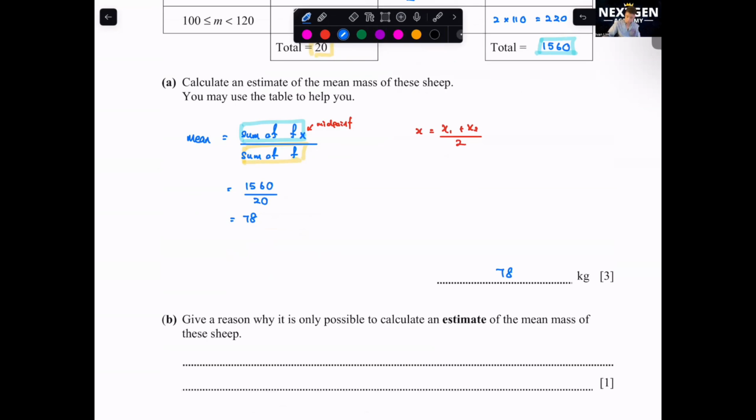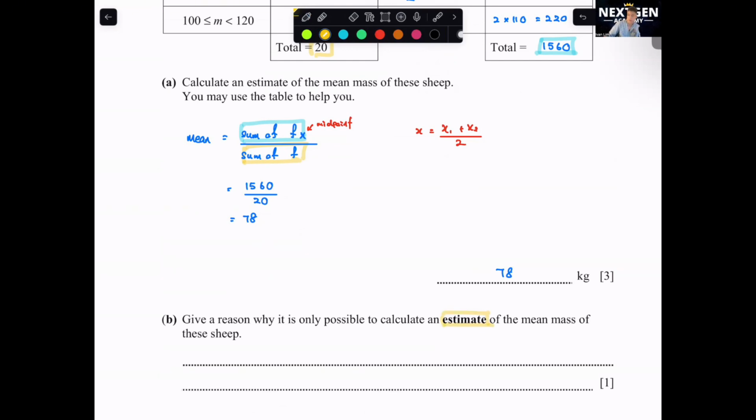Okay, the next one, question B. Give a reason why it is only possible to calculate an estimate of the mean mass of these sheep. Okay, what do you think? Why do they highlight this word here, only? Why is it an estimate? Why is it not an exact value?